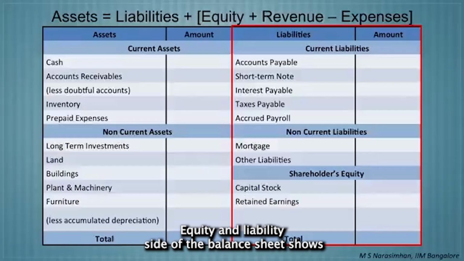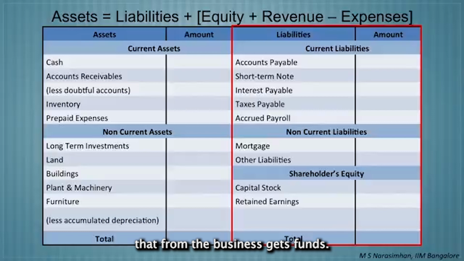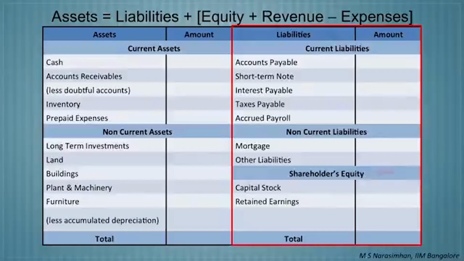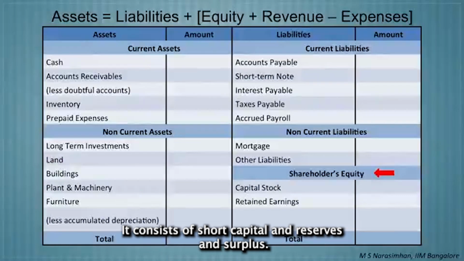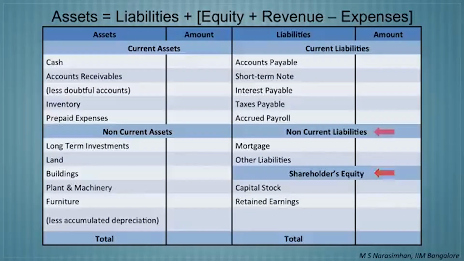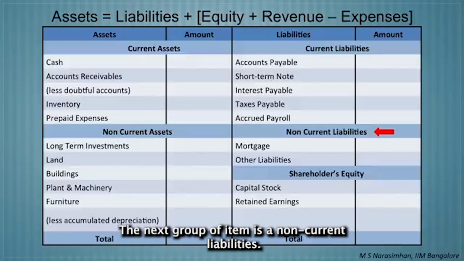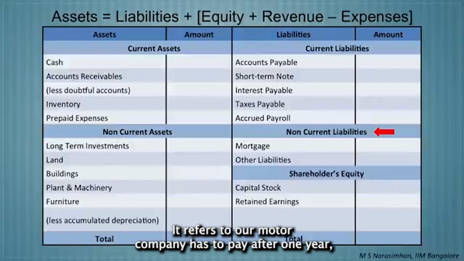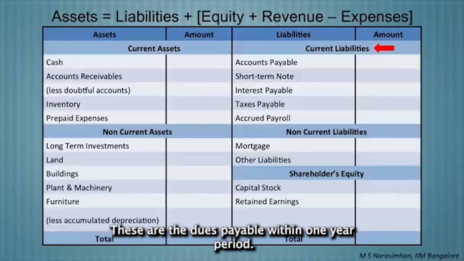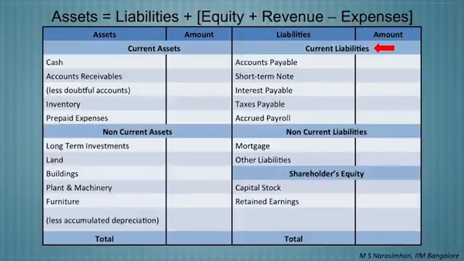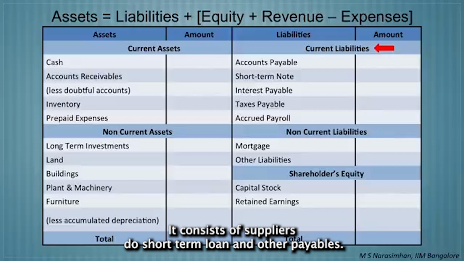The equity and liability side of the balance sheet shows where the business gets funds from. The first item is shareholders' fund. It consists of share capital and reserves and surplus. The next group of items is non-current liabilities. It refers to the amount the company has to pay after 1 year. The last group lists current liabilities. These are the dues payable within a 1 year period. It consists of suppliers' dues, short term loans and other payables.